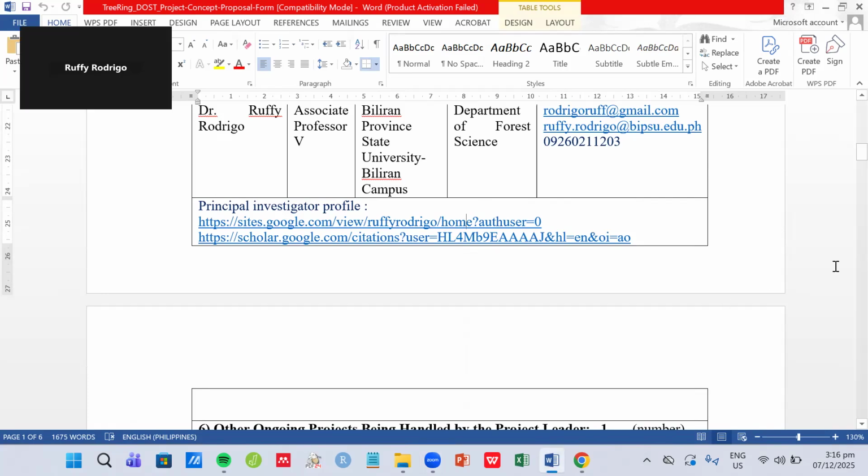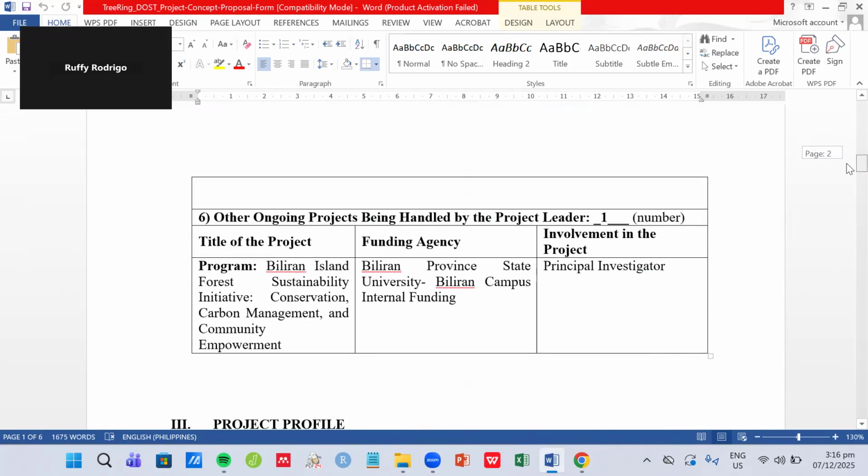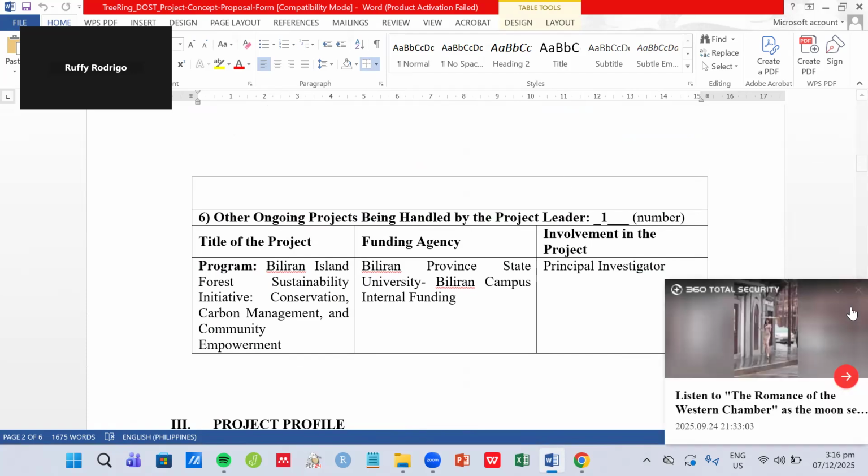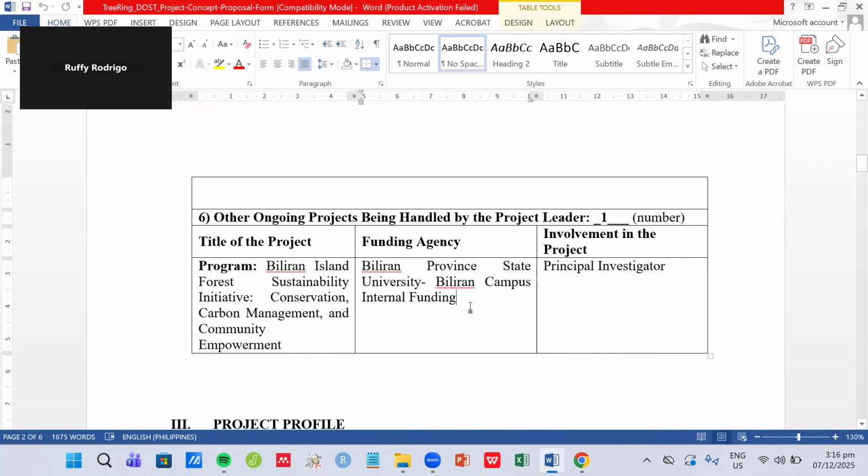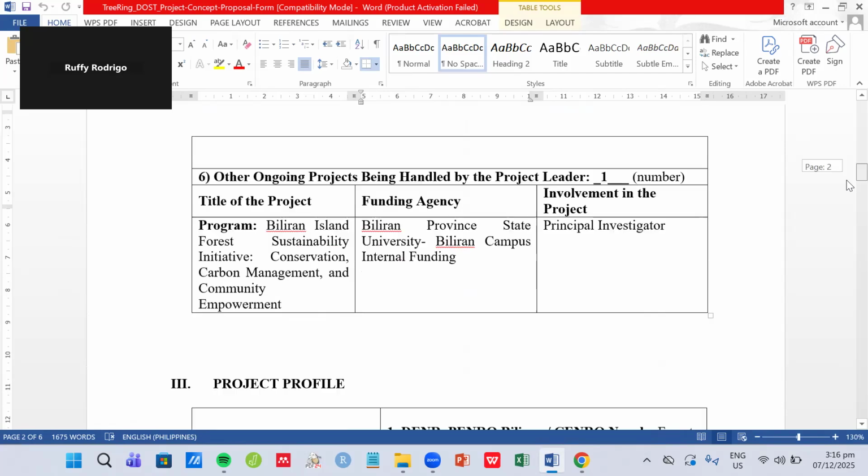All right. So here I just included the other ongoing projects which I lead. I am the principal investigator. I have this huge program that I'm trying to do, but this is still ongoing and still needs funding. The program is the Biliran Island Forest Sustainability Initiative: Conservation, Carbon Management, and Community Empowerment.